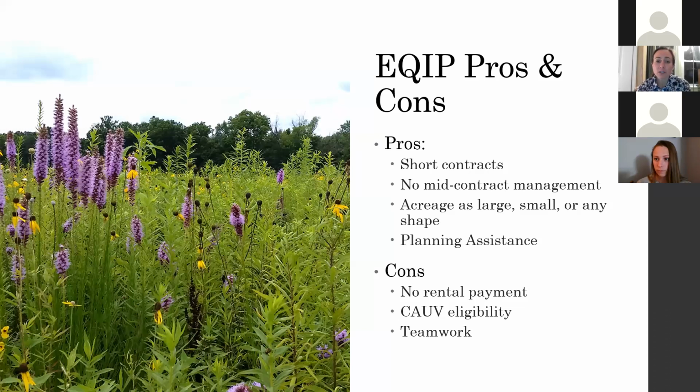The program can be used for large acreage, small acreage, weird shaped acreage. If you have an island in the center of the field that is unproductive and you want to put permanent cover there, you can use EQIP for that. And much like CRP, you will receive planning assistance, and a conservation plan will be created for the purposes of your farm, and your contract that'll lay out when to apply the seed or in what order to do the practices.